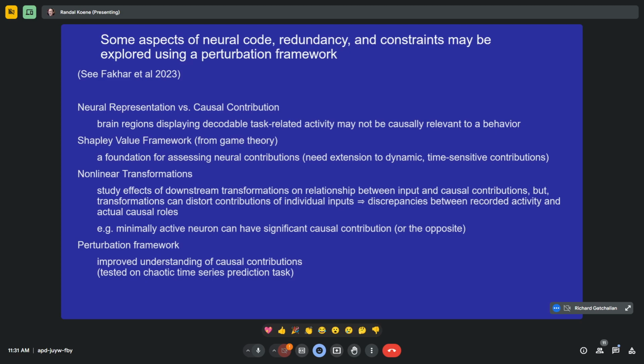What they do in the paper is they draw from game theory. The authors use the so-called Shapley value, a measure originally developed to assess fair contribution in cooperative scenarios, as a foundation for assessing neural contributions. But they point out that traditional Shapley values are static and don't capture the dynamic, time-sensitive nature of neural contributions. The study explores the effects of downstream transformations, such as summing or nonlinear operations, on the relationship between input activity and causal contributions. And they show that these transformations can distort the contributions of individual inputs, leading to discrepancies between recorded activity and actual causal roles. Their perturbation framework is proposed as one way to better understand causal contributions in neural networks beyond relying solely on recorded activity patterns.